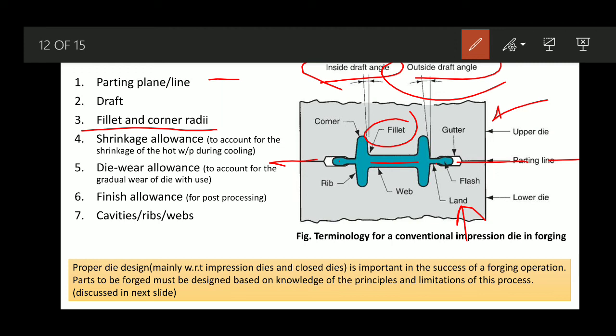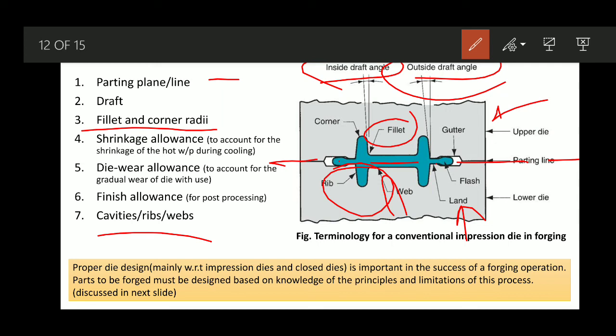Similarly, for post processing operations: just after the product is manufactured by the forging process, it may not be suitable, or the aesthetic looks or the finishing may not be proper. So in those cases, some finishing allowances for post processing we also provide. Similarly, you have to take care of the different ribs, webs and cavities. So those are some of the die design considerations.